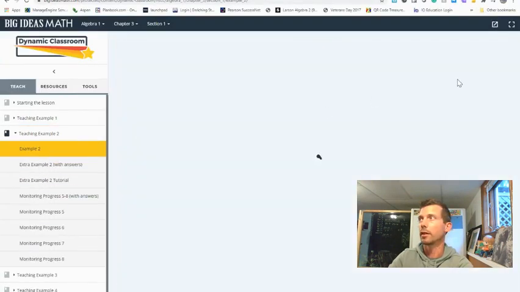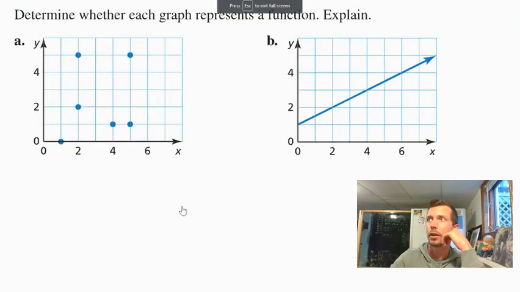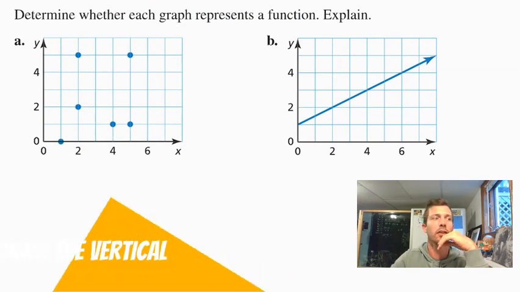All right, let's take a look at example 2 now. Before we even get into this, what I want you guys to write down is the vertical line test.